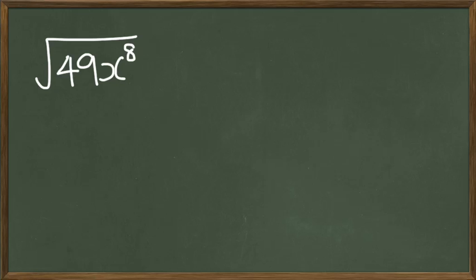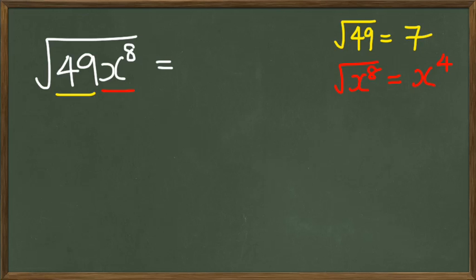Okay, on to the next slide with numbers and variables mixed in. So if we have the square root of 49 x to the power of 8, this could be written as, well, the square root of 49 we know is going to be 7, and for the square root of x to the power of 8, we have to halve the power, so it's going to be x to the power of 4. Of course, I forgot that this could be plus or minus. So the answer for this is going to be plus or minus 7x to the power of 4.